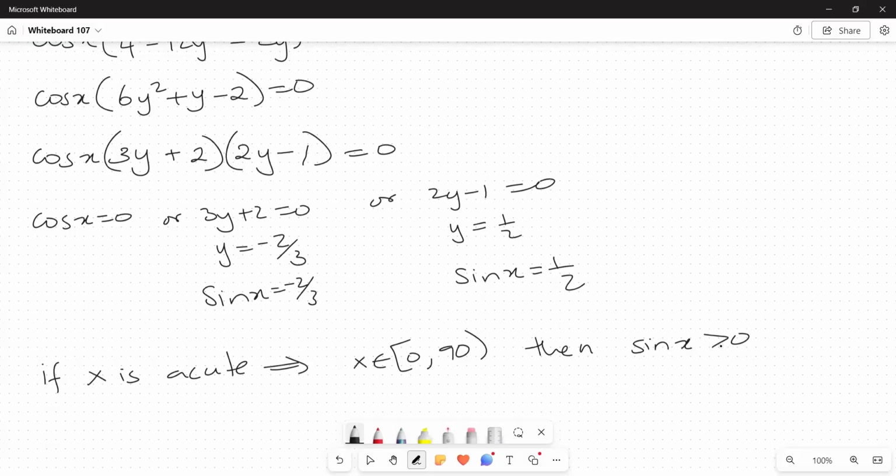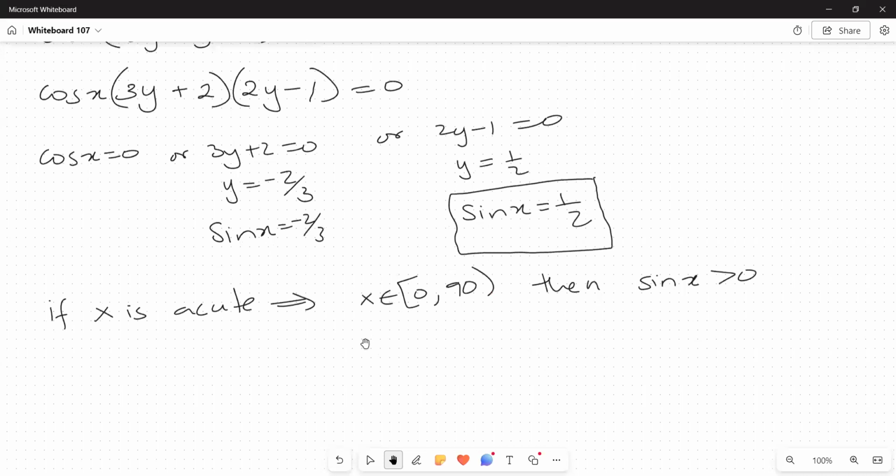Okay, so if sine x is positive, it's greater than 0, it means that this is the equation that we are supposed to take. We cannot take this one because here we will get x is equal to 90, and 90 is not acute, it's right. So we have to take this one. And here we can see that it's negative. So if sine is negative, that means it's the third quadrant or the fourth quadrant that is not acute. So the only one that satisfies x being acute is this equation. Okay, so we solve for x.